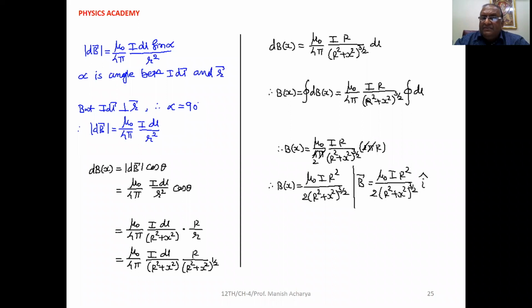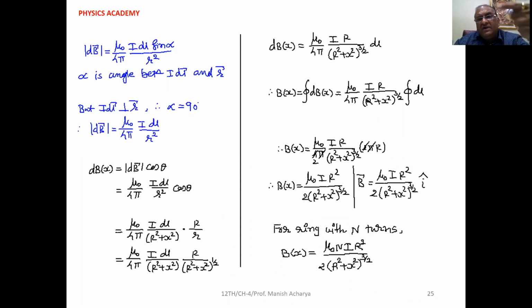Now, at present, our ring is with only one turn. But suppose n number of turns are given in the ring. Then very simple, you have to multiply this equation by n. Means your magnetic field at that point becomes n times. Clear to all of you?